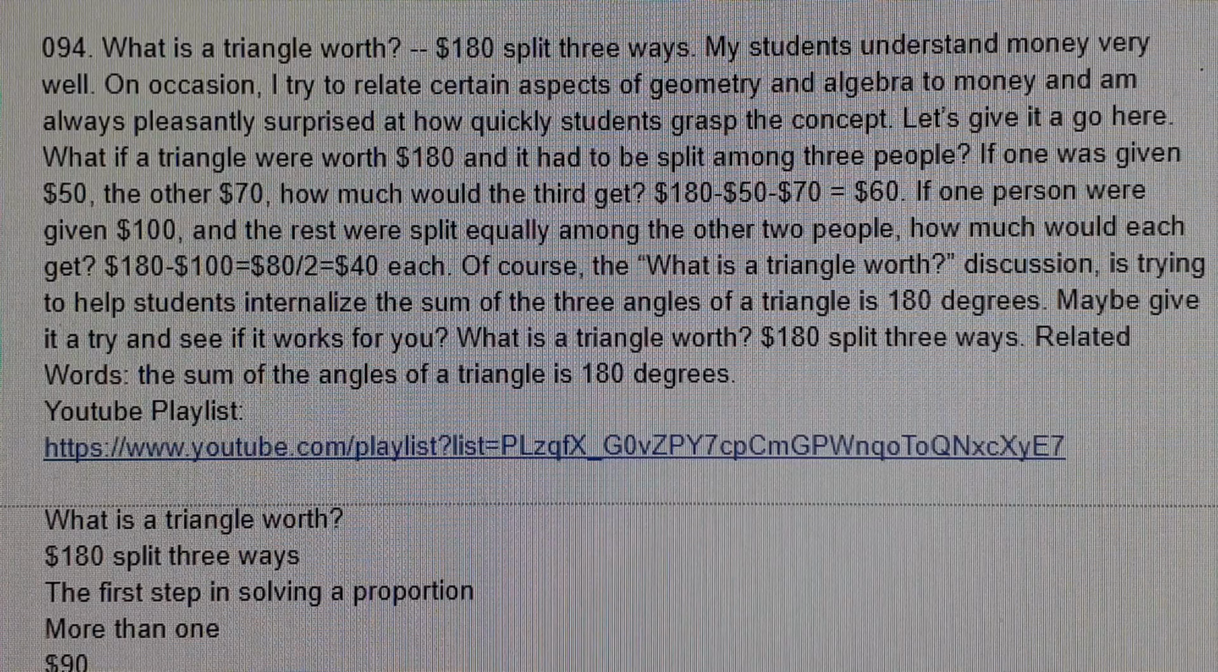What is a triangle worth? $180 split 3 ways. Related words: the sum of the angles of a triangle is 180 degrees.